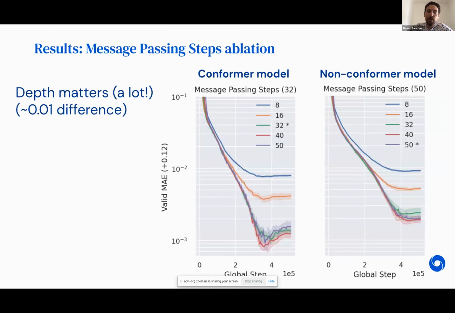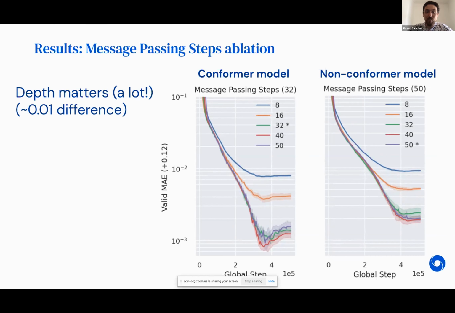The third obvious comparison was the depth of the GNN. So for the conformer model, we used 32 message passing steps. And if you decrease the number of steps to 16 or to 8, the performance decreases as much as 0.01 MAE. However, if you increase it to 50, then you start seeing some overfitting. In fact, when we ran a finer scan of the competition submission, we found that 40 message passing steps was slightly better than a submitted model with 32 steps. So that was a missed opportunity.